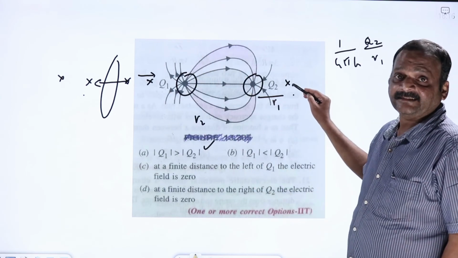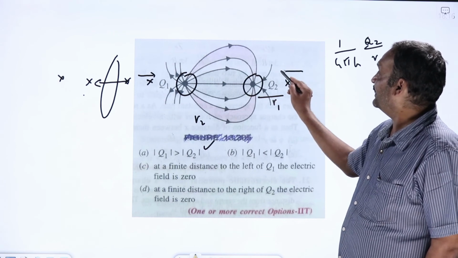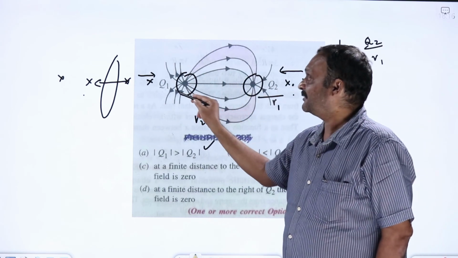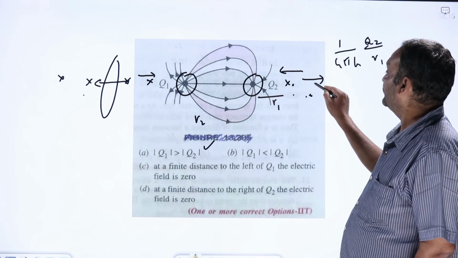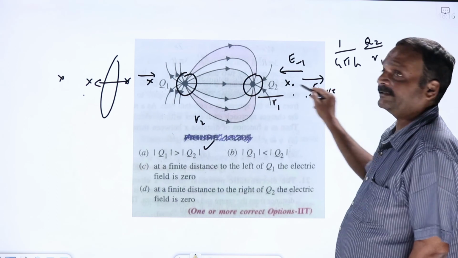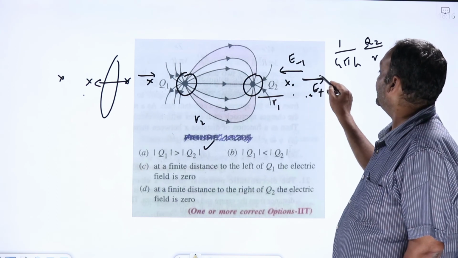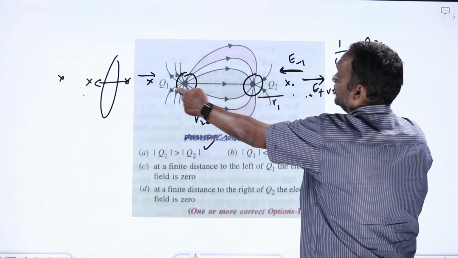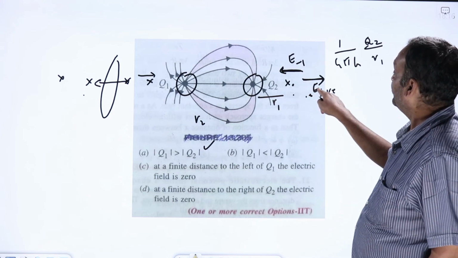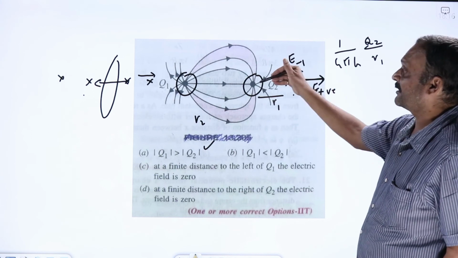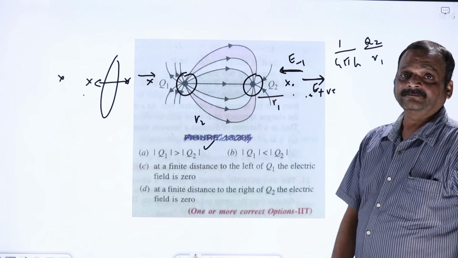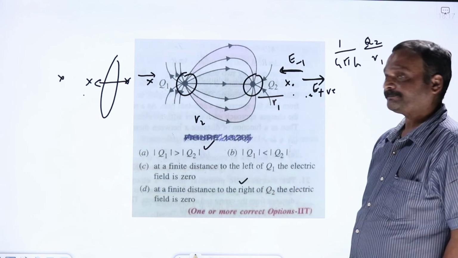At this point, there is a chance for the left-facing electric field to be equal to the right-going electric field due to the positive charge. Though the distance is more here, the charge is also more. So there is a possibility for E1 due to the positive charge and E2 due to the negative charge to become equal at some point here. The positive charge field will be like this, the negative charge field will be like this. Q1 is greater than Q2, so there is a chance for the two fields to become equal somewhere to the right of Q2. So the options are A and D.